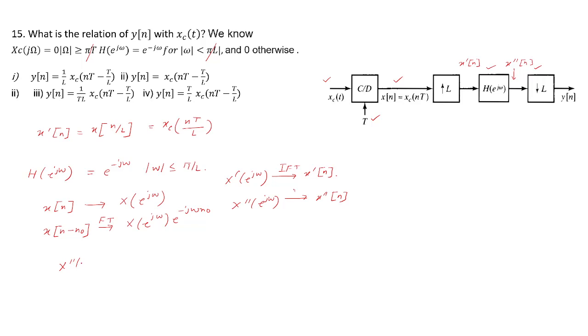So you can see X double dash of e to the power j omega is equal to X dash of e to the power j omega times H of e to the power j omega. Substitute the expression of H of e to the power j omega from here. Therefore x double dash of n, taking inverse Fourier transform, we can write in terms of x dash of n as this, and in terms of x[n] it can be written like this, n over L minus 1.